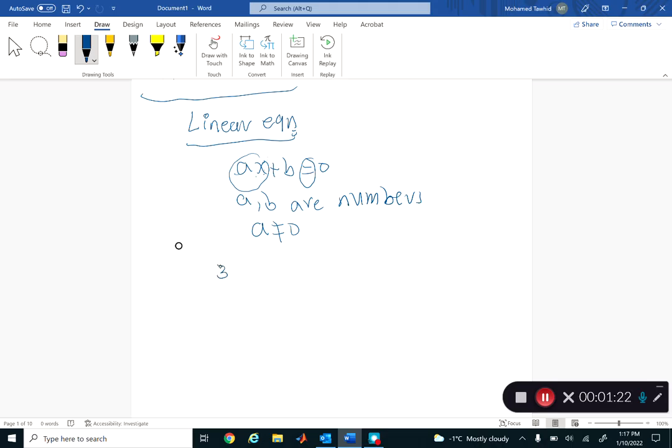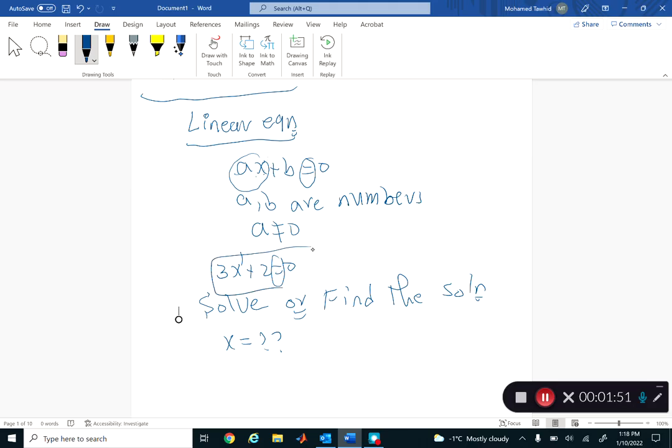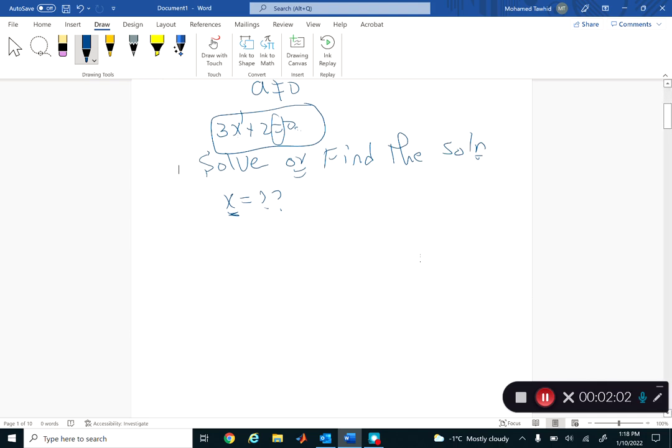So for example, if you have 3x plus 2 equals 0, how do you solve this? Is this a linear equation? Yes, an equation because you have an equal sign. What is your unknown? x. What is the highest power? 1. Now when I ask you to solve, or sometimes I write find the solution, it means what is your x? What is the value of x that, if I put it in this equation, you will get 0? And as you can see, the number in front of x is 3.